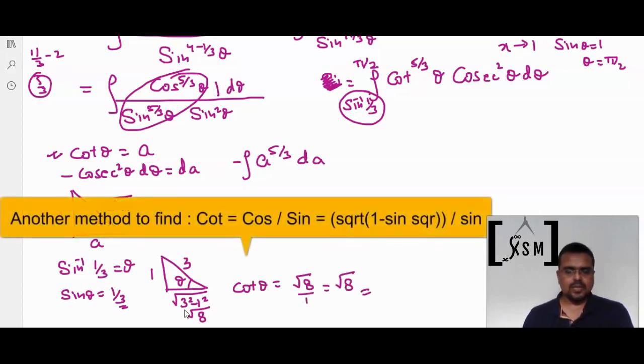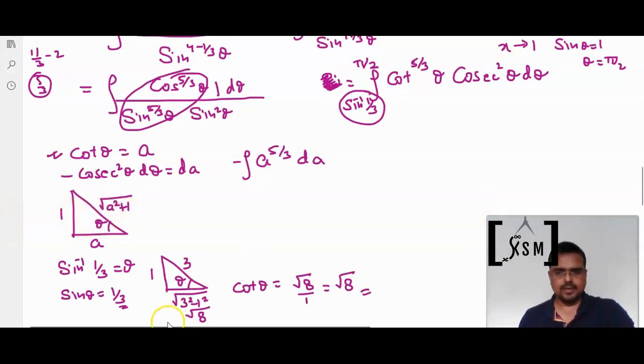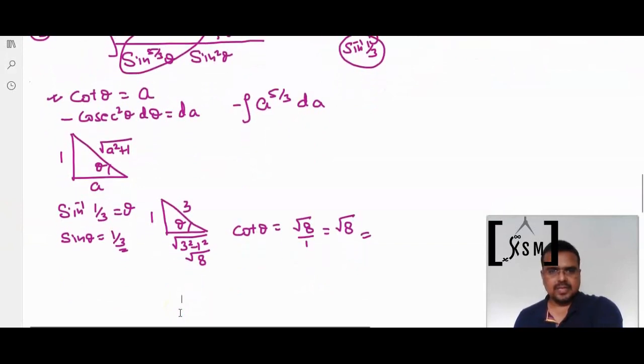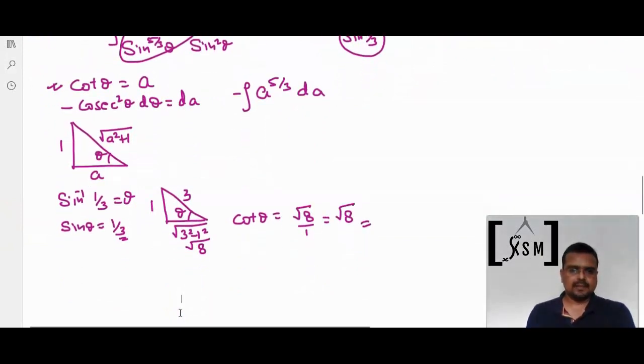If theta is pi over 2, now I am talking about the upper limit. So what is my cot pi over 2 value? Cot pi over 2 would be 0. So upper limit is 0. So this is my lower limit and that is my upper limit. So let me write that. Square root of 8 is the lower limit and the upper limit is 0. Good.